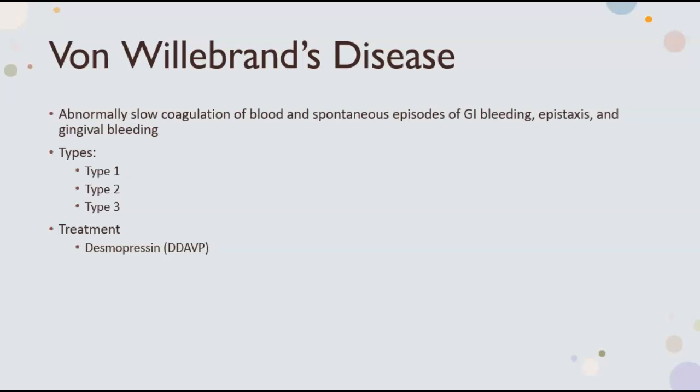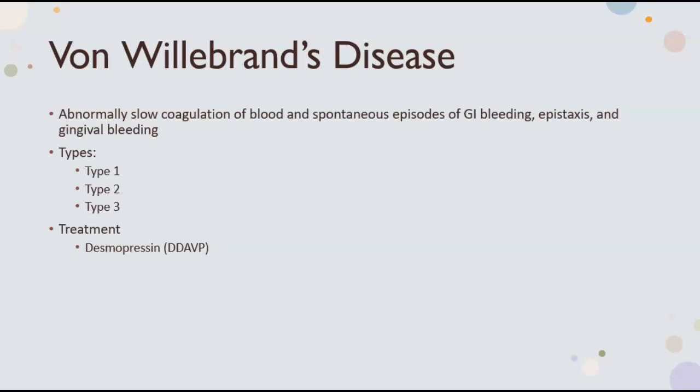There are different types of von Willebrand's disease. So type 1 is lower levels of von Willebrand, which is more so quantitative. Type 2 is they have enough levels of von Willebrand, but they all have an abnormality. So this is more qualitative. And then your type 3 is going to be your total deficiency.